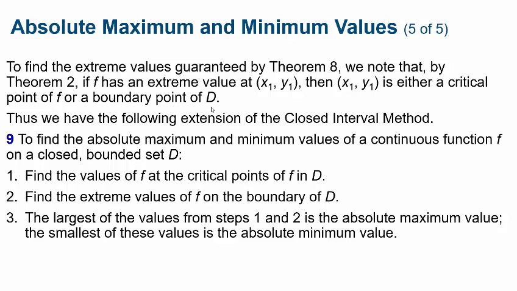To find the absolute maximum and minimum values of a continuous function f on a closed bounded set D, the first thing you do is find the values of f at the critical points of f in D. Then you find the extreme values of f on the boundary of D. The largest of the values from steps 1 and 2 is the absolute maximum value, and the smallest is the absolute minimum value.